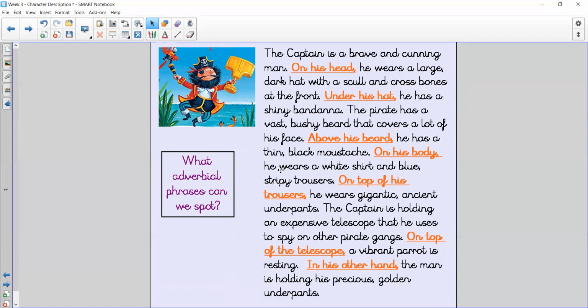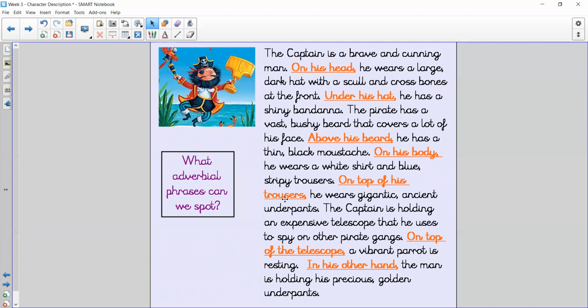On his body, he wears a white shirt and blue stripy trousers. So I want you to pause the video, have a little think. Where is he wearing a white shirt and blue stripy trousers? Which adverbial phrase have I used? Fantastic, it is on his body. Let's look at the next sentence.